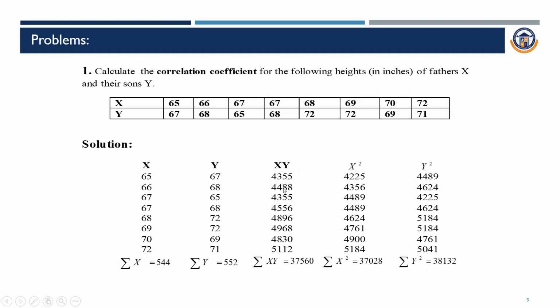In the third column we multiply x and y. In the fourth column we square x, we get x square. Similarly in the last column we square y, that means we get y square. After finding x square and y square, we calculate all summations: summation x, summation y, summation xy, summation x square and summation y square.